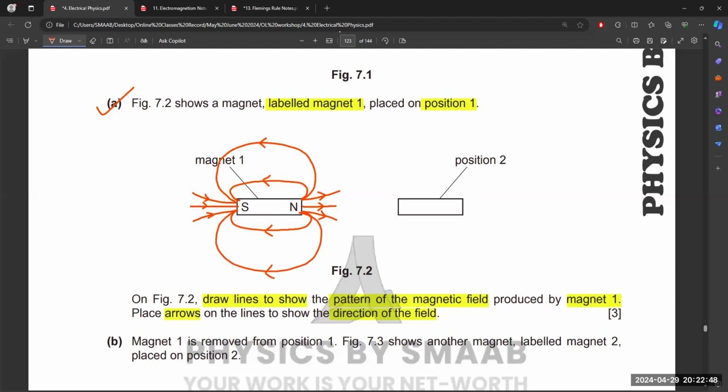So you have to increase the gap between the field lines to show the idea of the weak magnetic field, because that will also give you marks for the representation. And we also draw the arrows, because they ask to draw the arrow to show the exact direction. Now let's see the next part.